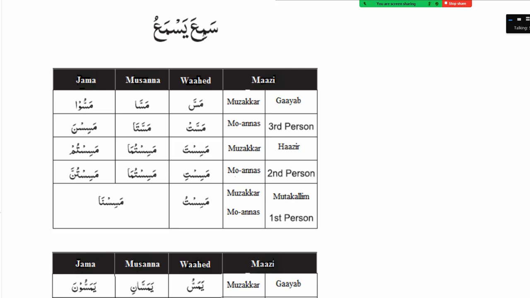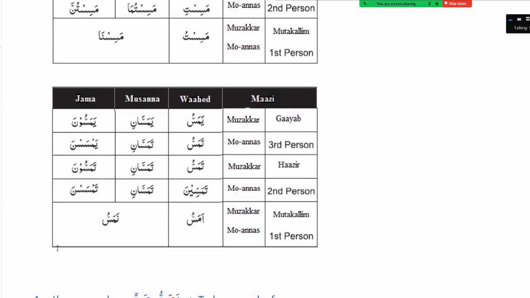MashaAllah, tabarakallah. Very good, sister. So that's why we have masisna. Okay? Masista, masistuma, masistum. Masisti, masistuma, masistunna. Masistu, masisna. And in the mudari, sami'a yasma'u, it's going to be yamassu.